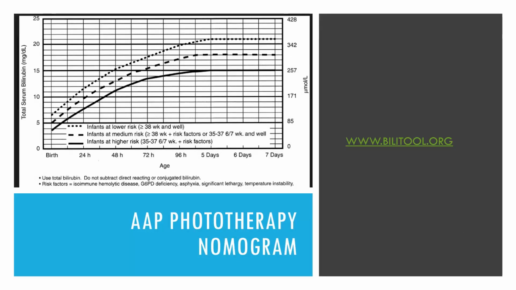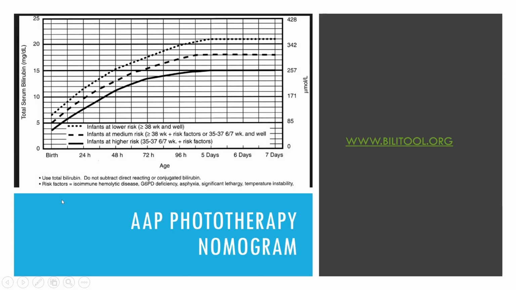This is the standard nomogram for evaluating total serum bilirubin levels in babies that are 35 weeks and older. If you look down here, the solid line is infants at high risk. So these are 35 to 37 and 6-week babies plus risk factors. And then if you go down here, it talks about risk factors.